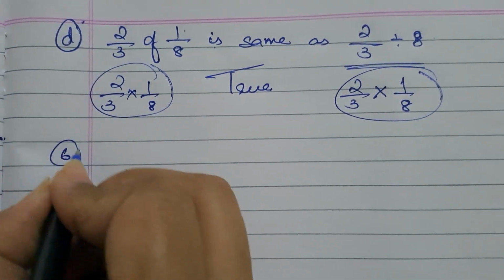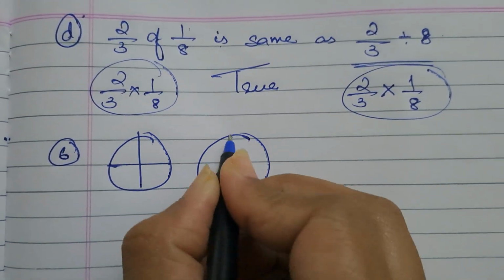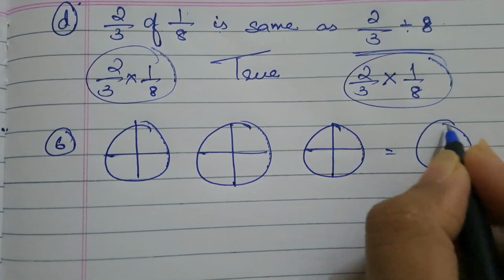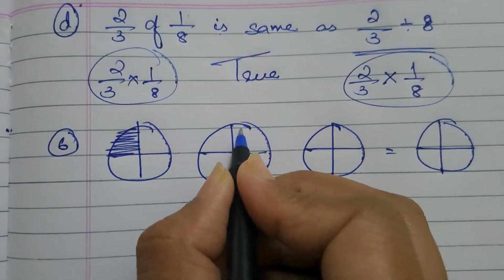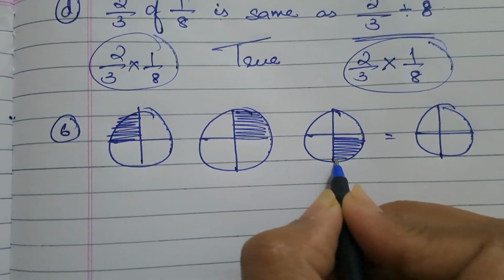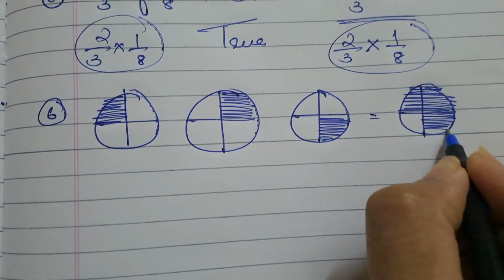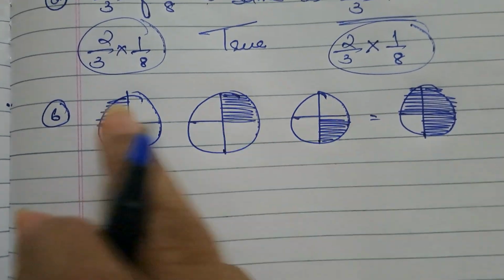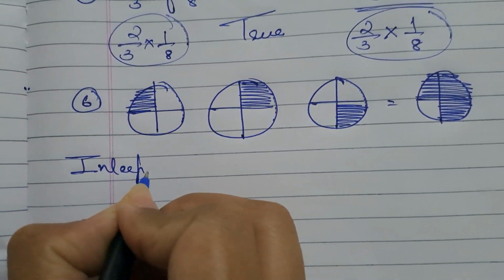Okay, now the sixth one that is given is, they have given certain pictures to us. Here this one is shaded, and here this one is shaded, and here this one is shaded, and in the answer this is how it is shaded. Now interpret what is actually happening in here. This is the picture given and they have given the term as interpret.